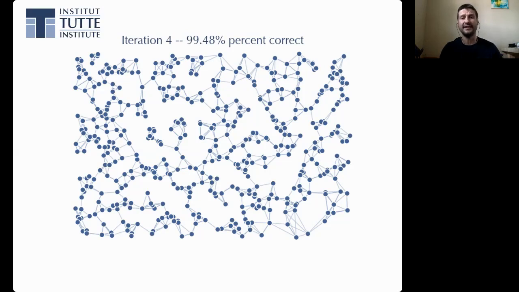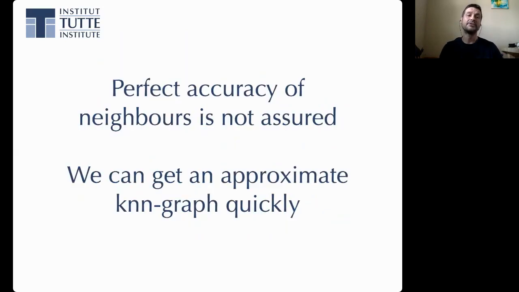A fourth iteration makes things a little better, but more iterations will fail to provide any further improvements in this case. It turns out that we've hit some local minima in a few places. This is the best we can do. So while perfect accuracy is not something we can guarantee with this approach, we can get an approximate nearest neighbor graph very, very efficiently.